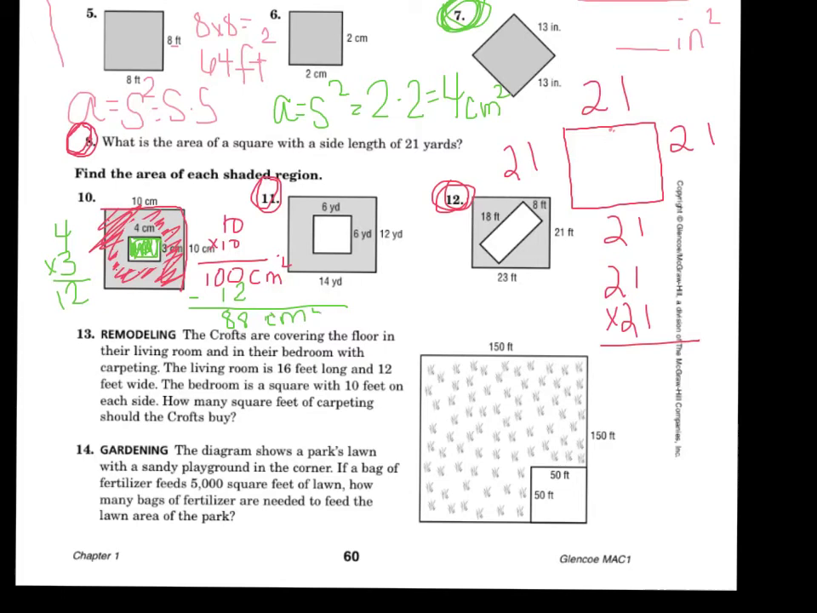So you find the area of the whole square and you subtract the area of the white part. Now it's your turn to do 11 and 12. Pause the video so you can do that.